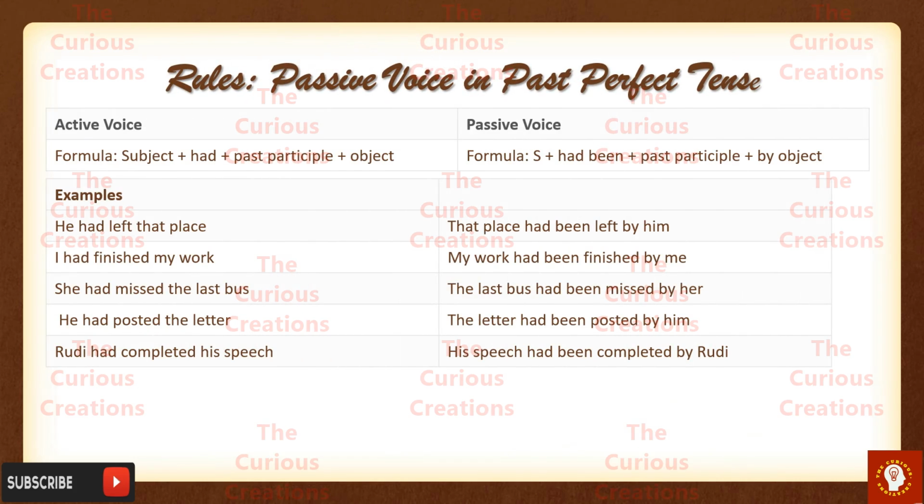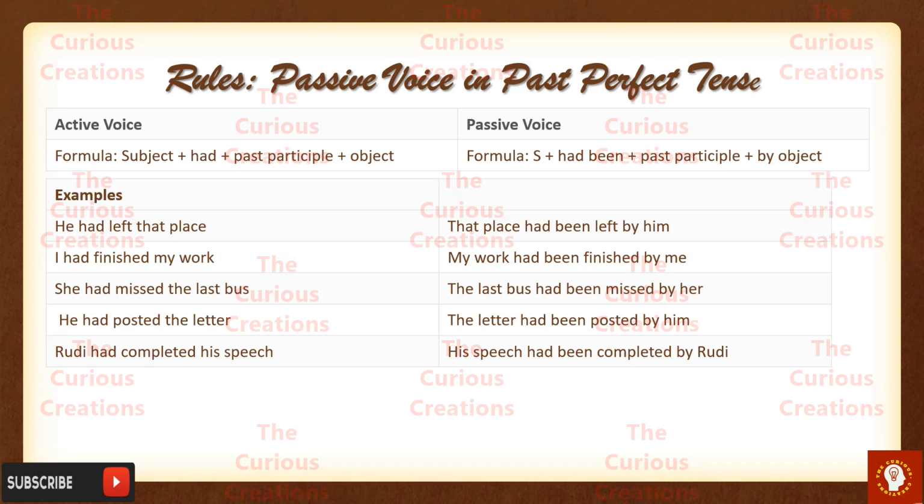At the last we have the past perfect tense. Past perfect tense is written in active form with the syntax: subject plus had plus past participle plus object. For example, I had finished my work. When we make its passive voice, we follow the following: subject plus had been plus past participle plus by object. As we did of this sentence, my work had been done by me.